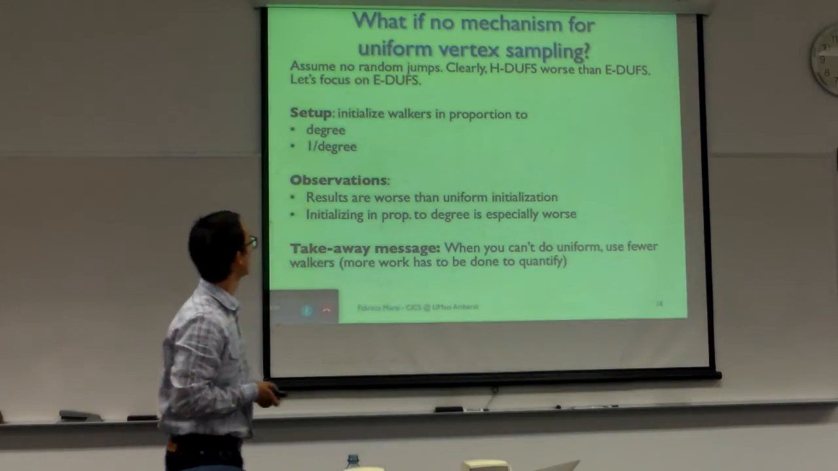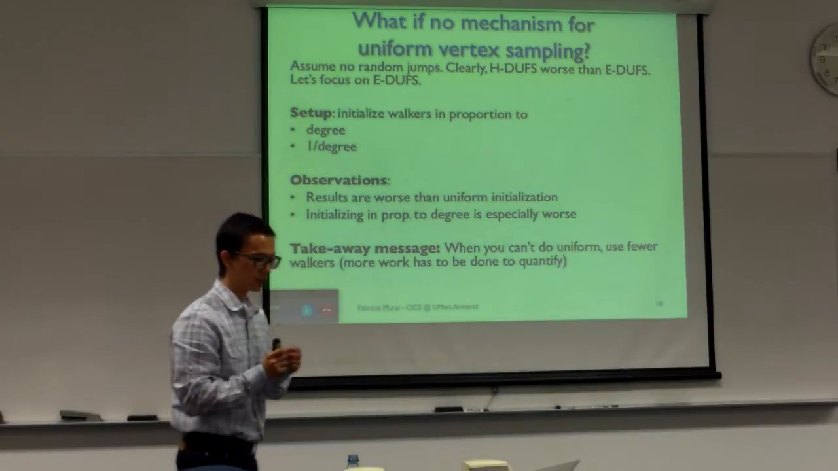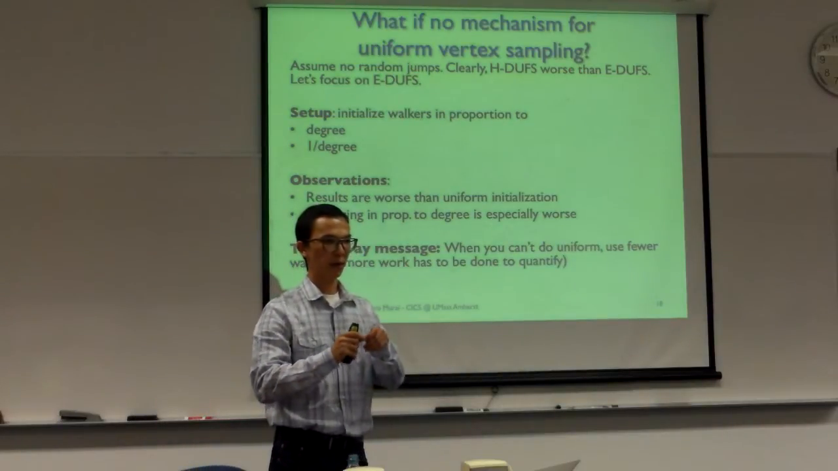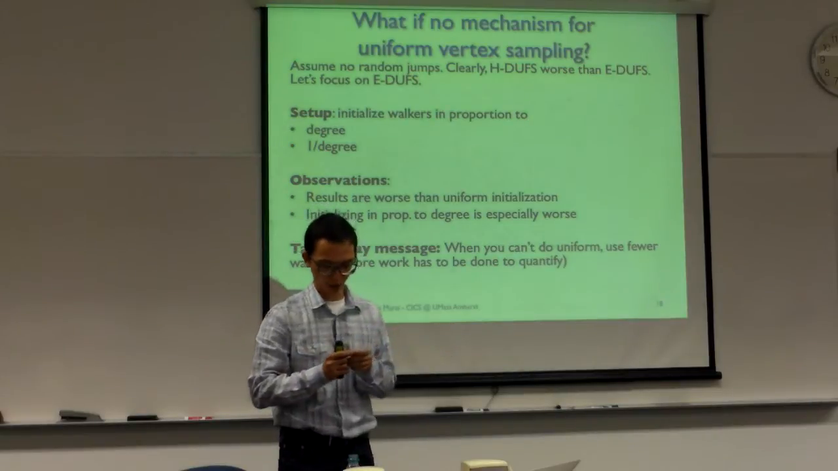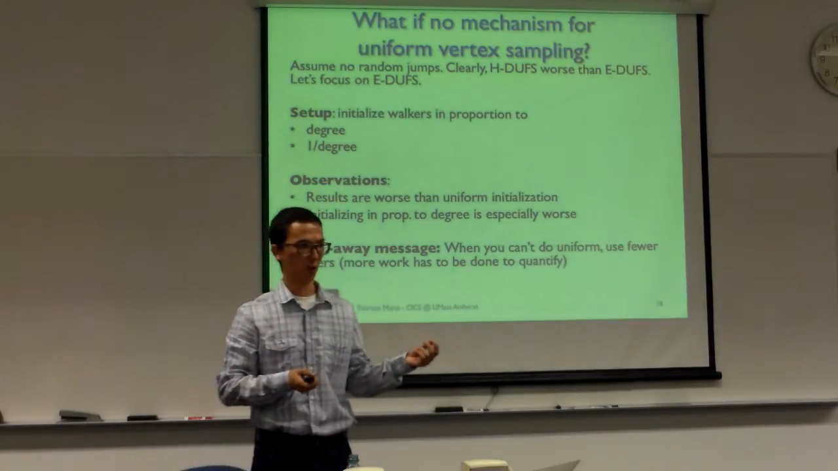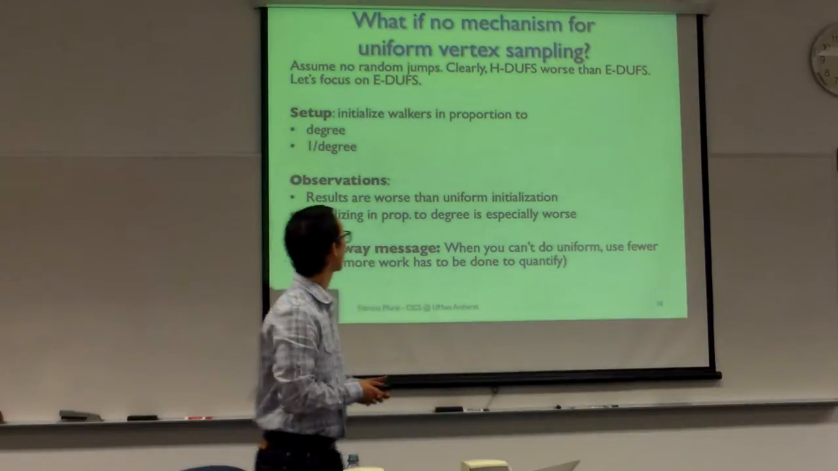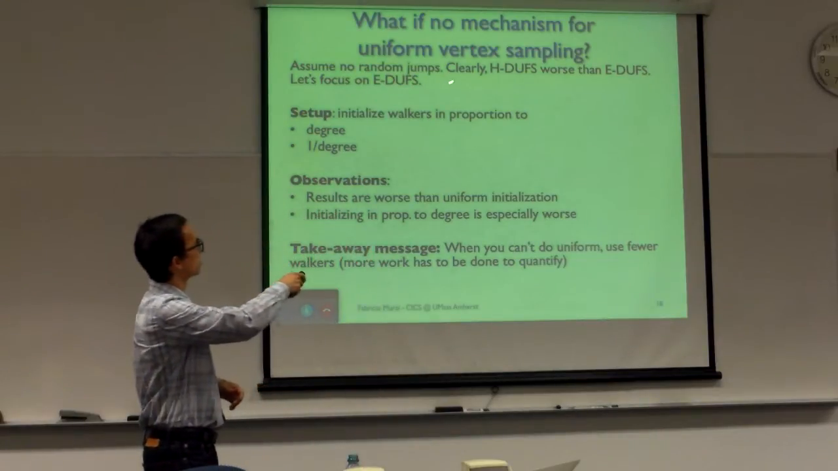Okay. So if there is no mechanism to do that, then we better not perform random jumps, otherwise we're not going to know the probability of observing a node, so we cannot remove this bias. So let's assume no random jumps.